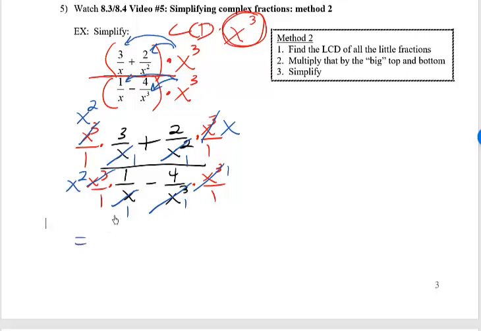I'm ready to finish this thing off. The result of my first multiplication problem, just multiply across the top. The bottom doesn't really exist anymore. It's just a 1.